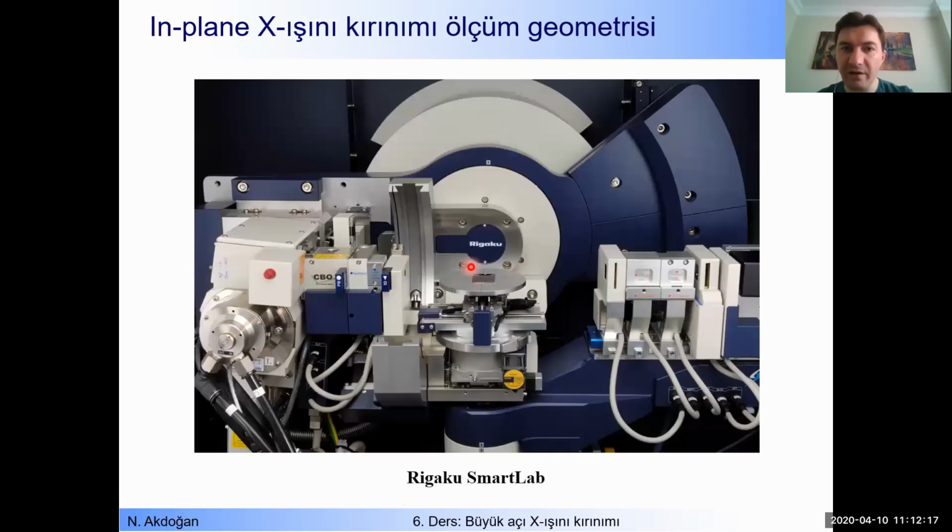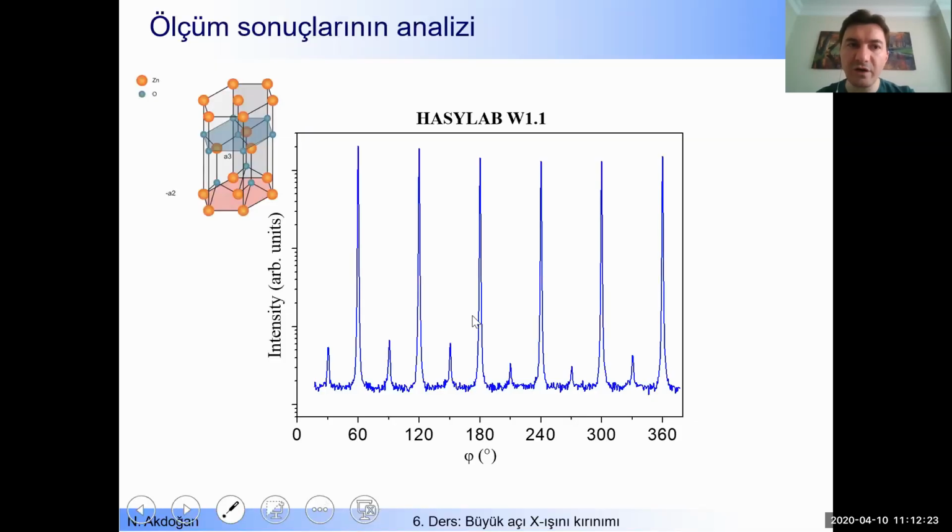Okay, here we have a sample holder. You can rotate the sample. You are just rotating the sample, so you are rotating that crystal. Then you arrange the diffraction condition by using in-plane XRD. And if your diffraction condition is perfect, then you will be able to see all surfaces.